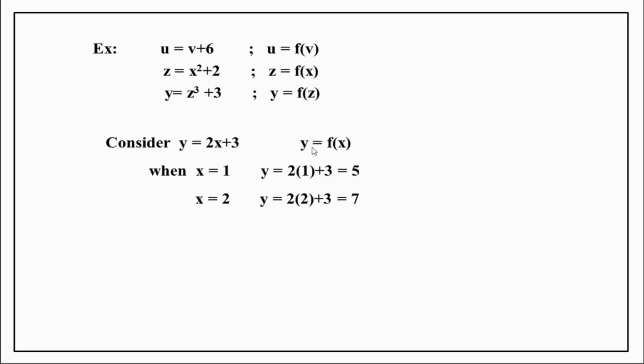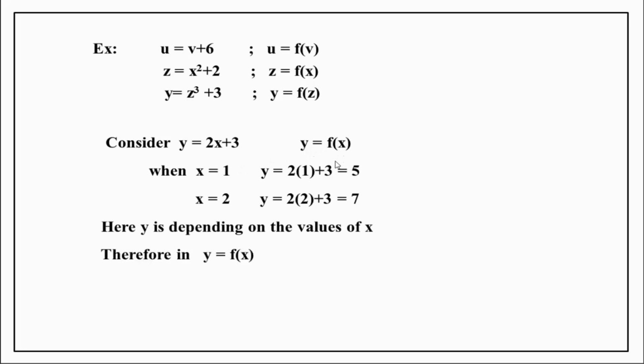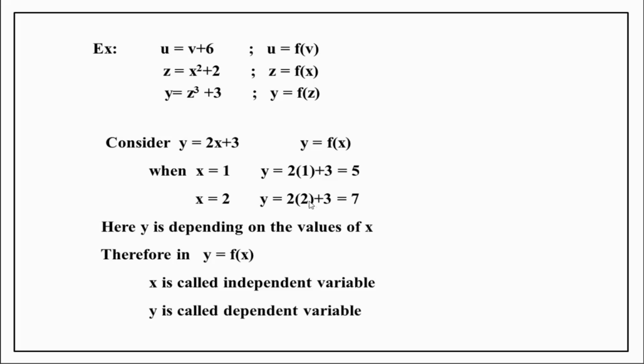So in y equal to f of x, here x is called the independent variable and y is called the dependent variable, because y is depending on the value of x and x is not depending on anything. In the first example in this slide, u equal to f of v, so v is the independent variable, u is the dependent variable. In z equal to f of x, x is independent and z is dependent. In y equal to f of z, z is independent and y is dependent.